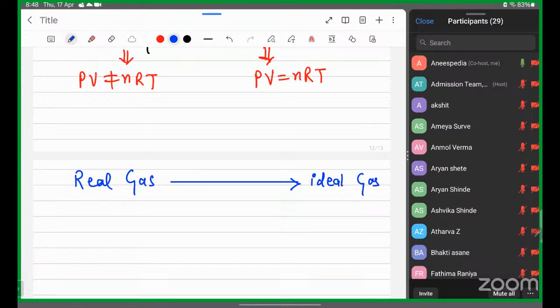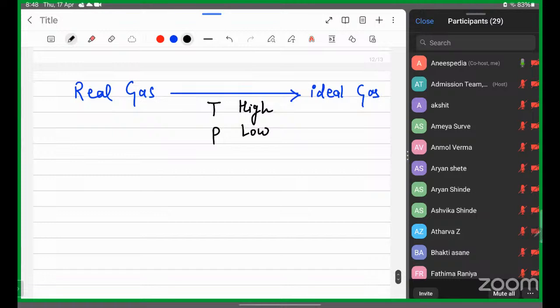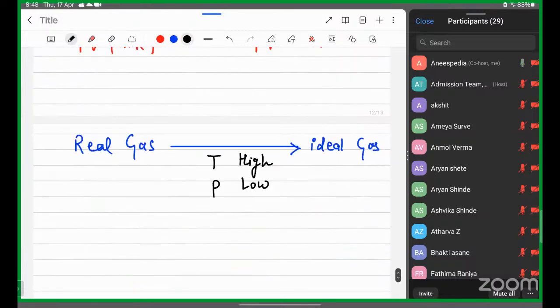And what are these parameters? If you want to make a real gas an ideal gas, you have to increase its temperature. So temperature must be high and pressure must be very low. So at high temperature and low pressure, a real gas can behave as an ideal gas. Understood or any doubt?